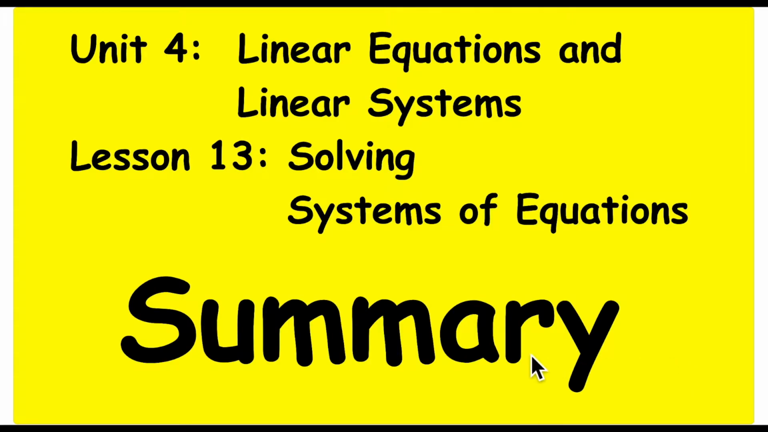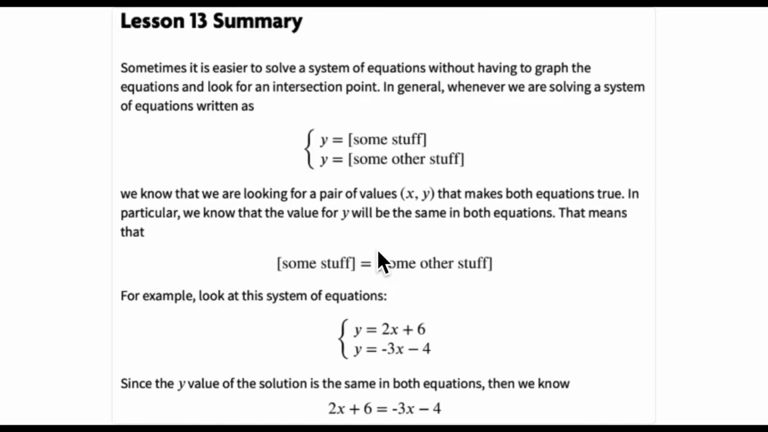This is the summary for Lesson 13, Solving Systems of Equations from Unit 4. And in this summary, the authors are describing why a solution to a system of equations is the intersection of the graphs. And so they start out with telling you that in a system of equations, so here are the equations right down here. So y is equal to some stuff, and y is also equal to some other stuff.